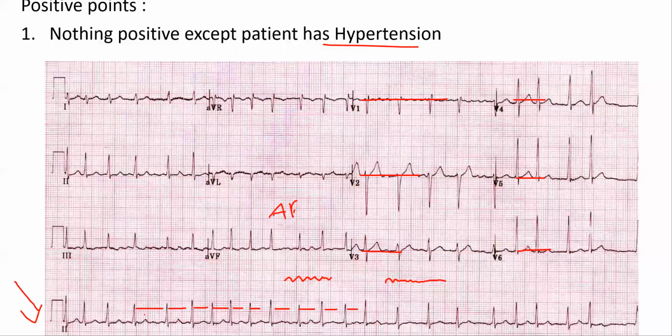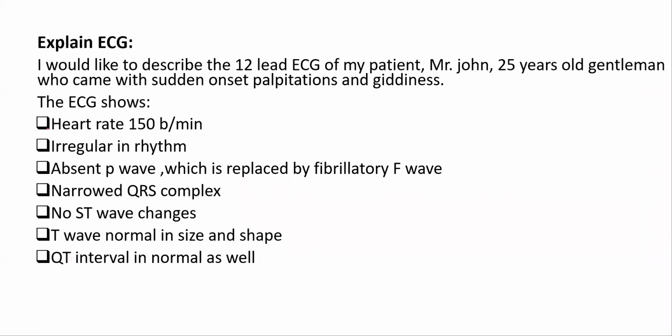So rate is increased, rhythm irregular. Then we talk about the P wave. Absence of P wave, which is replaced by fibrillatory F waves. Now it depends. If you find narrow QRS, you say narrow. If you find normal QRS, you say normal. So narrow or normal QRS complex, no ST wave changes, T wave normal in size and shape, QT interval normal. As long as you look into those things that you are talking about, you're fine.